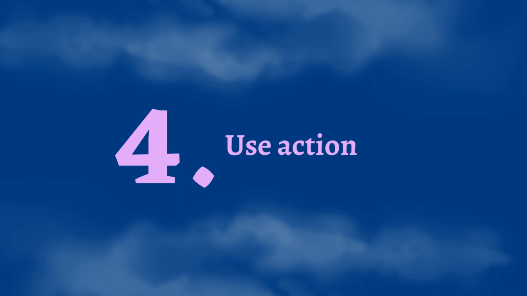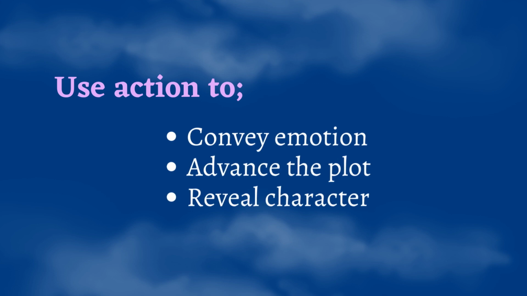So number four is use action. Now this is going to sound very similar to what we just talked about, but I want to go a little bit deeper, because action is a powerful way to show the readers what's happening in the story. You can use the action to convey the emotions, advance the plot, reveal character. Let's talk about that reveal character part. Instead of telling your readers how you felt, show them through your actions and reactions as the events unfold around you.